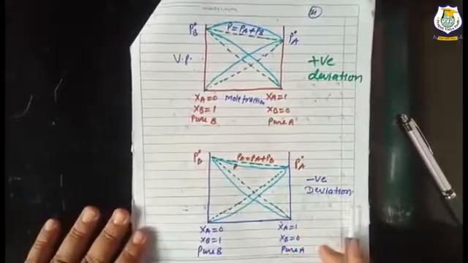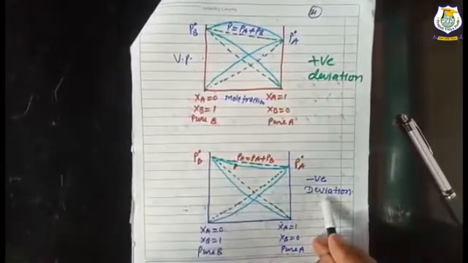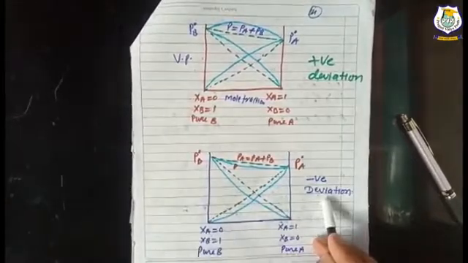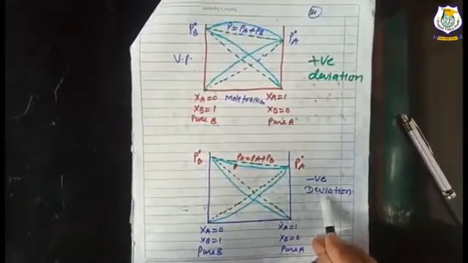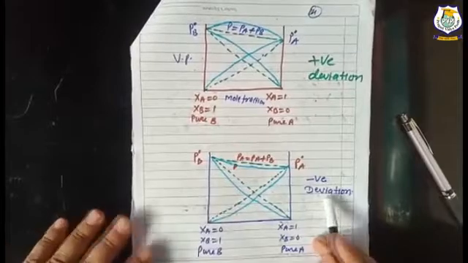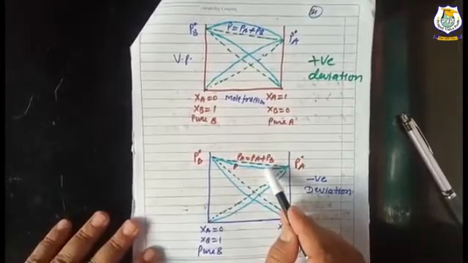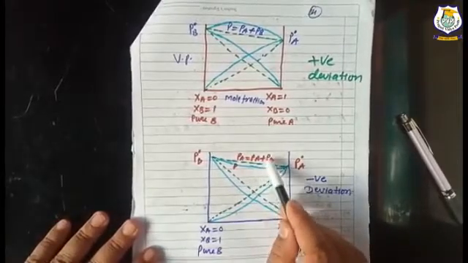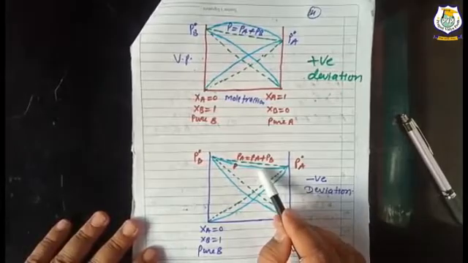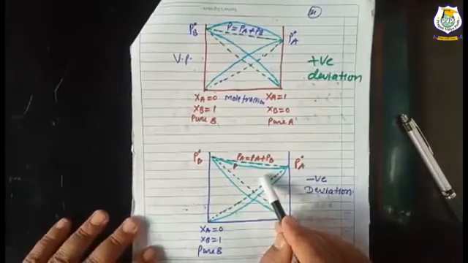In case of the negative deviation, the vapor pressure is always lesser than expected from Raoult's law. Therefore, this solid line is below the dotted line, which shows the lesser vapor pressure.